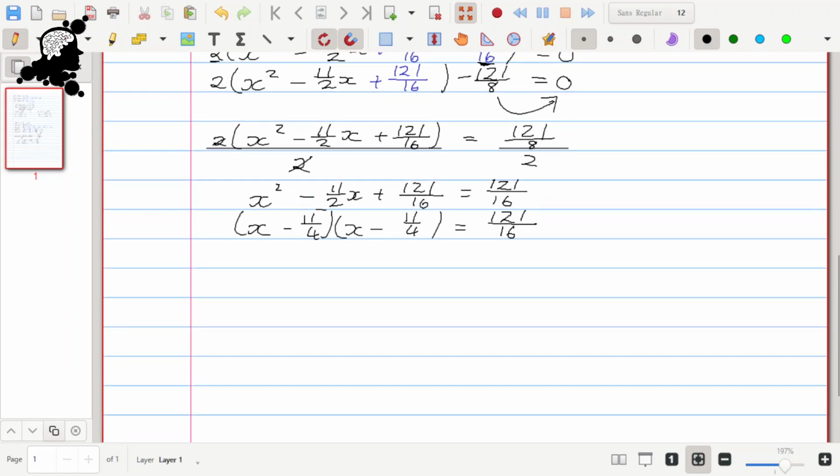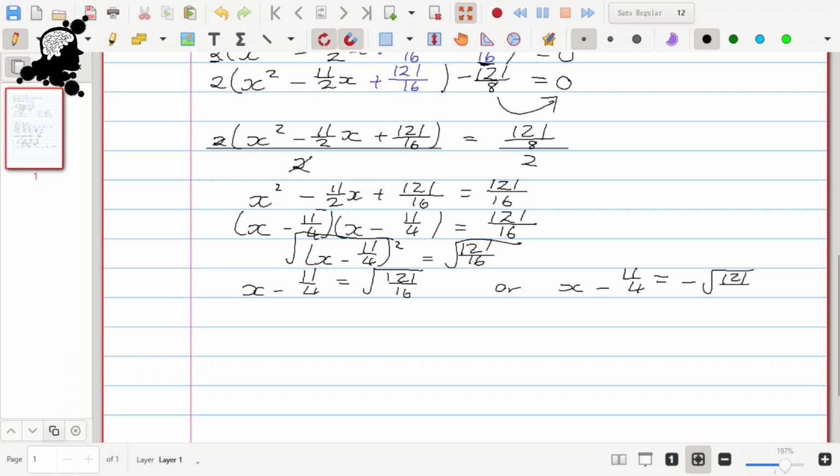In other words, what we are saying is we've got x minus 11 over 4 all squared is equal to 121 over 16. I can find the square root on both sides. I'm going to get x minus 11 over 4 is equal to positive square root of 121 over 16, or x minus 11 over 4 is going to give you negative square root of 121 over 16.